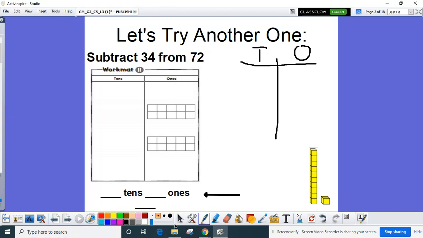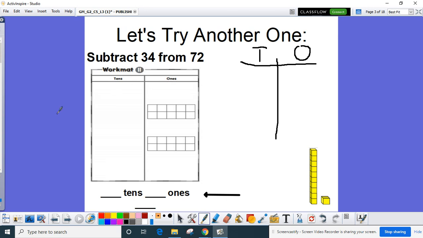All right. So for today, we are going to subtract 34 from 72. And we are going to use quick pictures and draw quick pictures to help us to subtract. So when we subtract, we always start with the bigger number. So the bigger number is 72. So what is our first step? That's right. We're going to build 72.